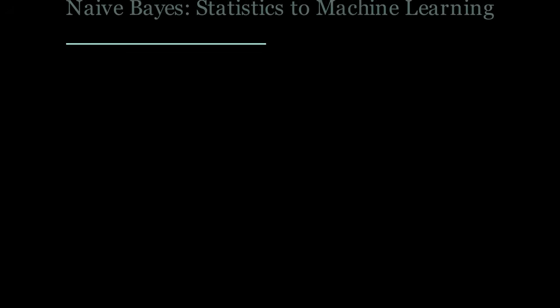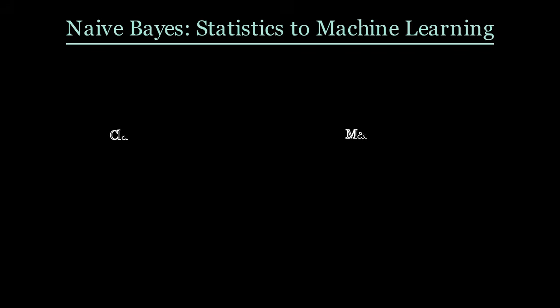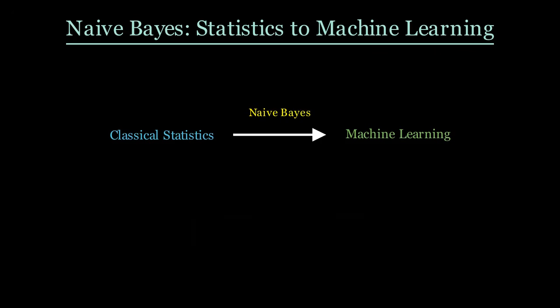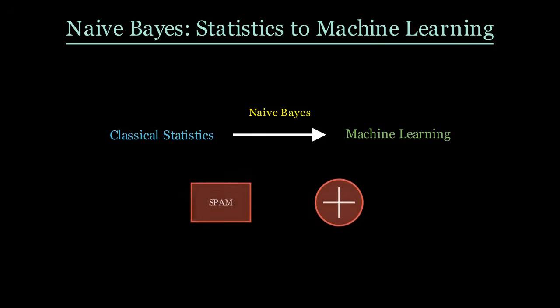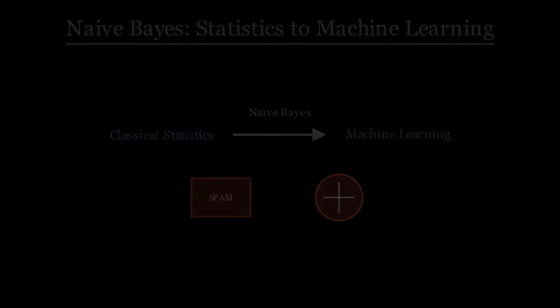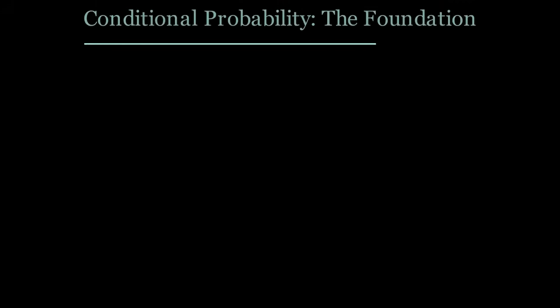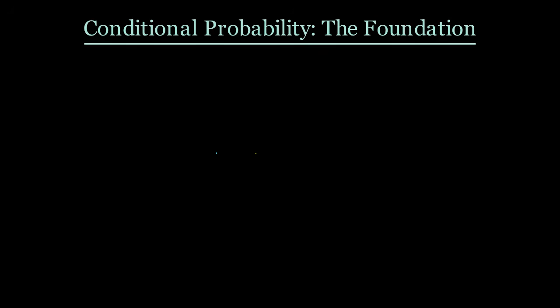Welcome to this deep dive into one of the most elegant and efficient algorithms in the history of machine learning, naive Bayes. Today, we bridge the gap between classical statistics and modern predictive modeling. Naive Bayes is not just a formula, it is a testament to how simple probabilistic rules can solve complex classification problems, from detecting spam in your inbox to diagnosing diseases in medical centers.